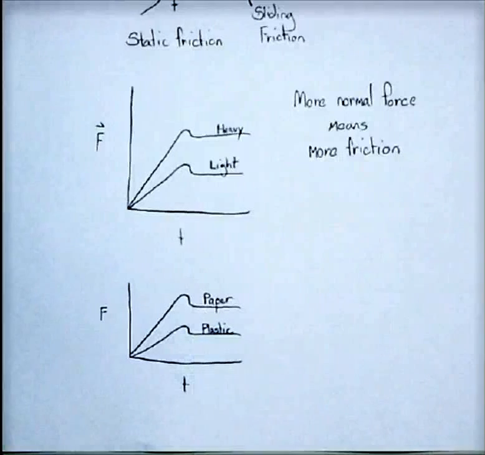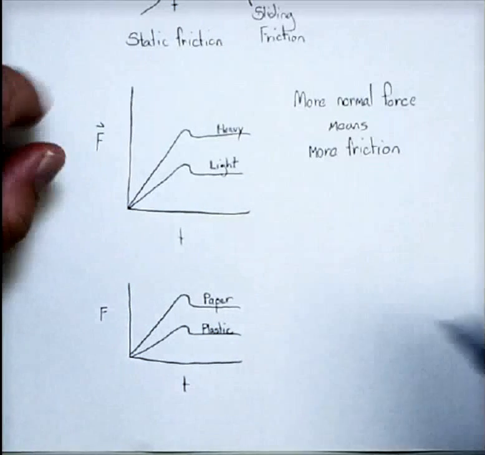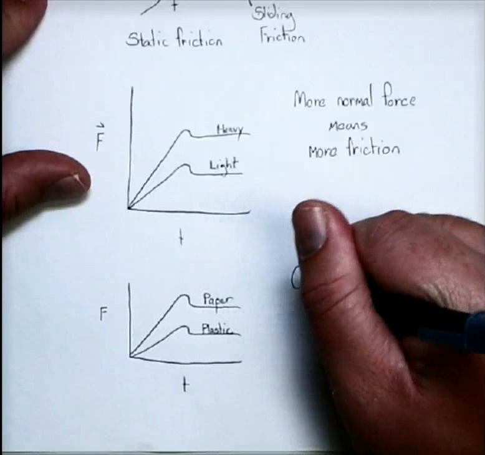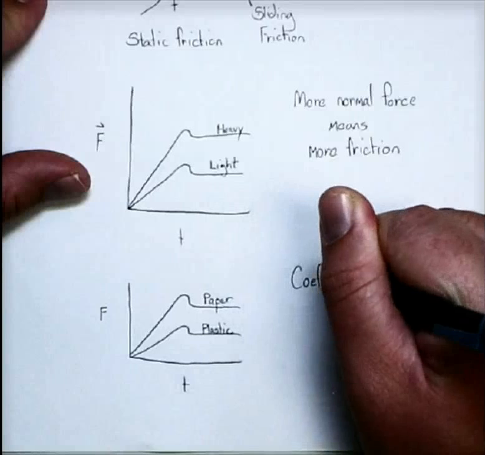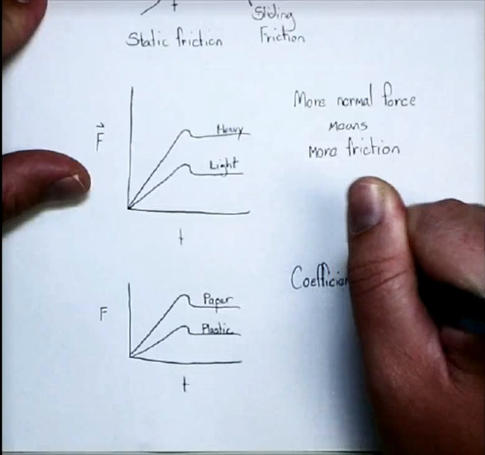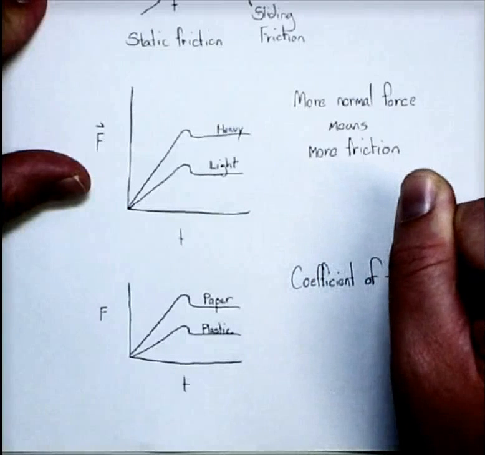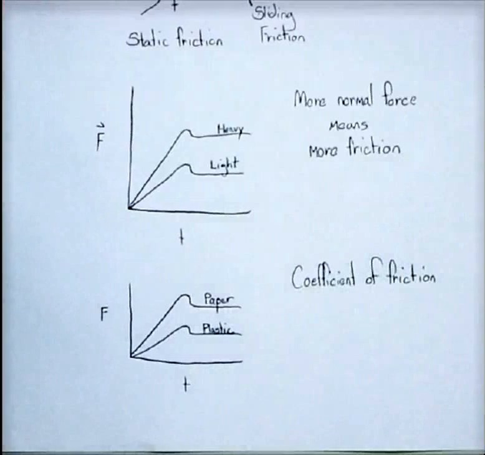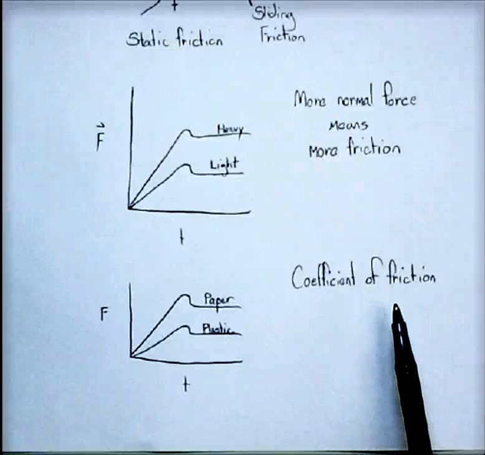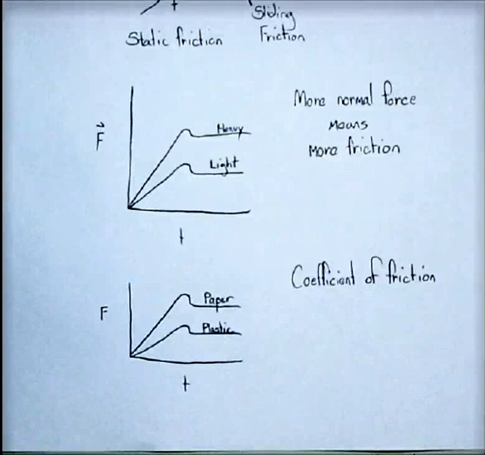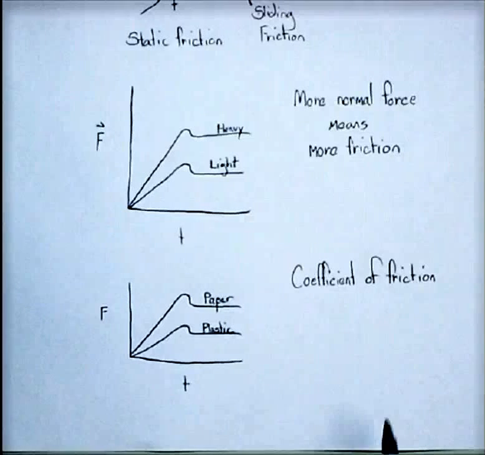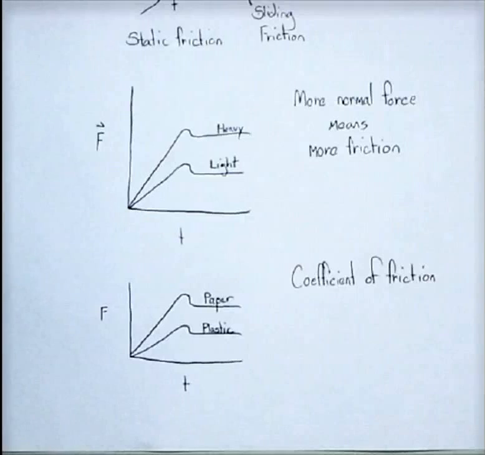Different surfaces will produce different amounts of friction, and this is taken into account using what's called a coefficient of friction. And each different object in contact with whatever other object is going to have a different coefficient of friction. So objects with a very high coefficient of friction are going to have more friction. Low coefficients of friction produce smaller ones.